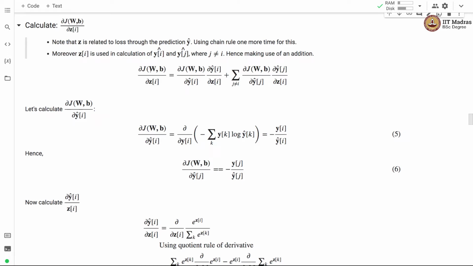So the partial derivative of the loss with respect to Zi is equal to the partial derivative of the loss with respect to the prediction for the ith class, and then the partial derivative of the prediction for the ith class with respect to Zi. So this happens for the ith class, and then for all other classes that are not equal to i, we have the partial derivative of the loss with respect to the prediction for class j where j is not equal to i, and then the partial derivative of the prediction for class j with respect to Zi.